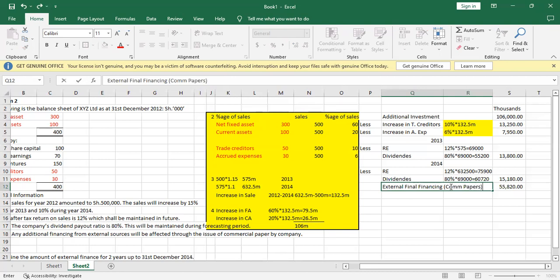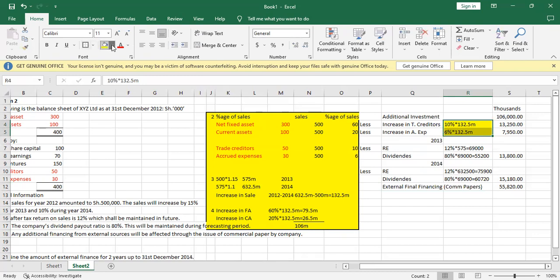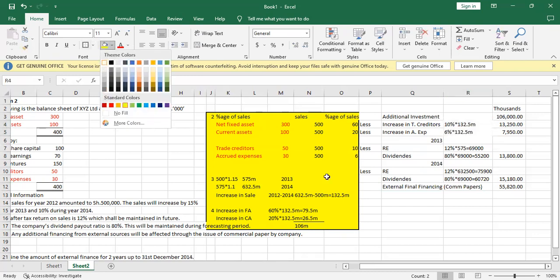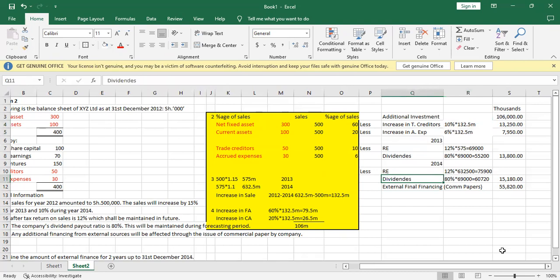So there I am. We are getting that from the, let me paint this, commercial papers. So this is what we are getting from the commercial papers.